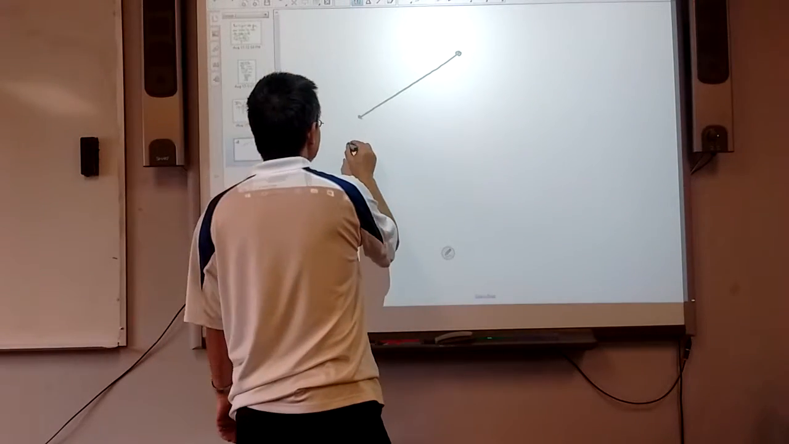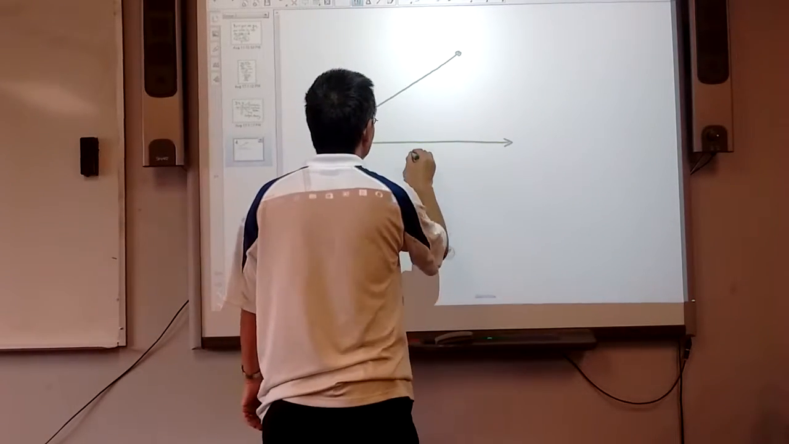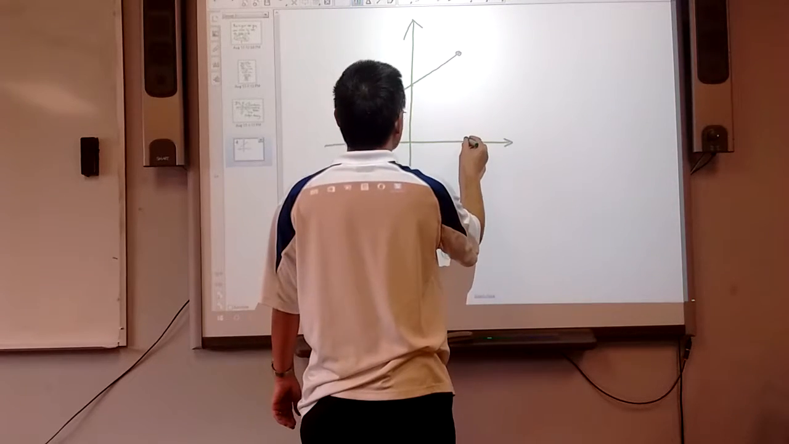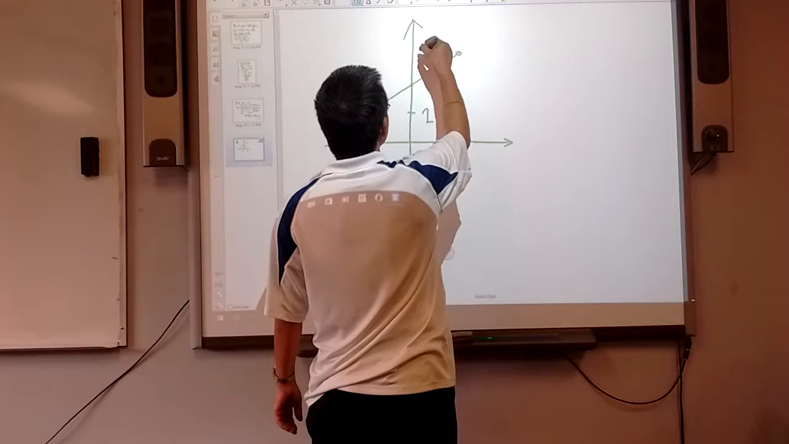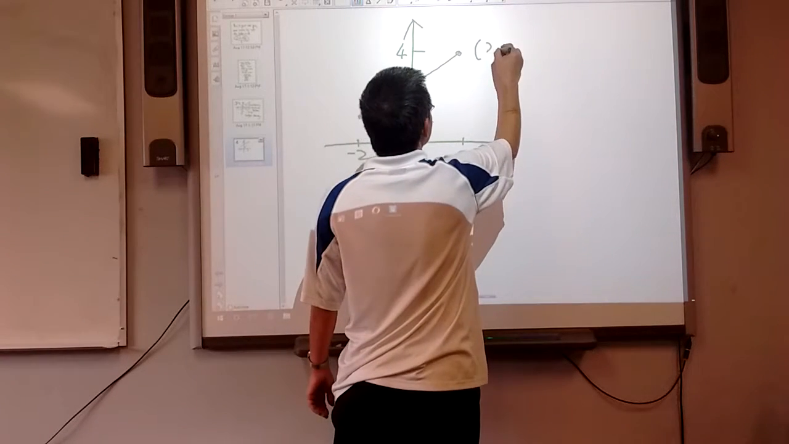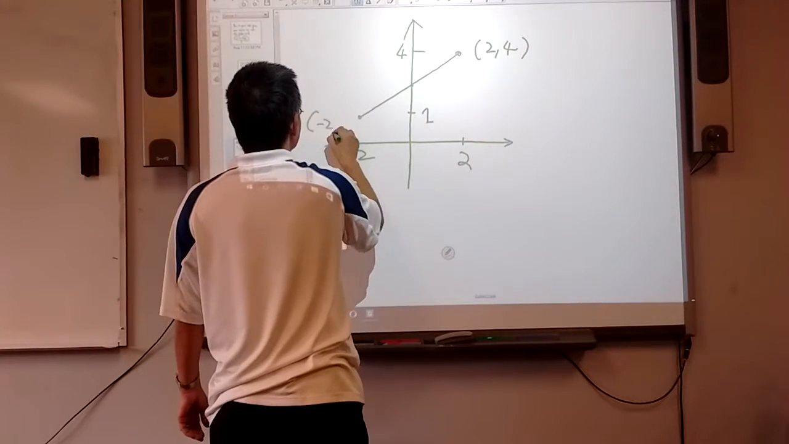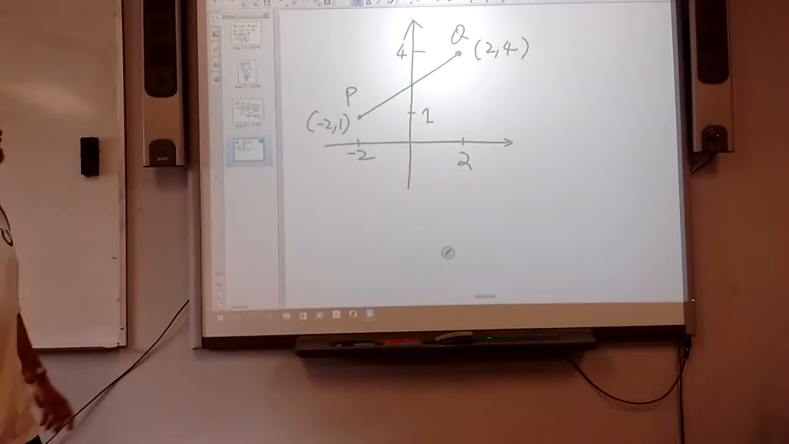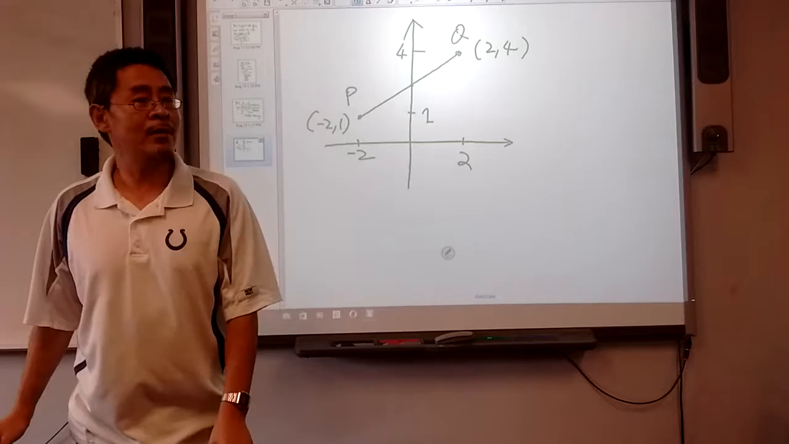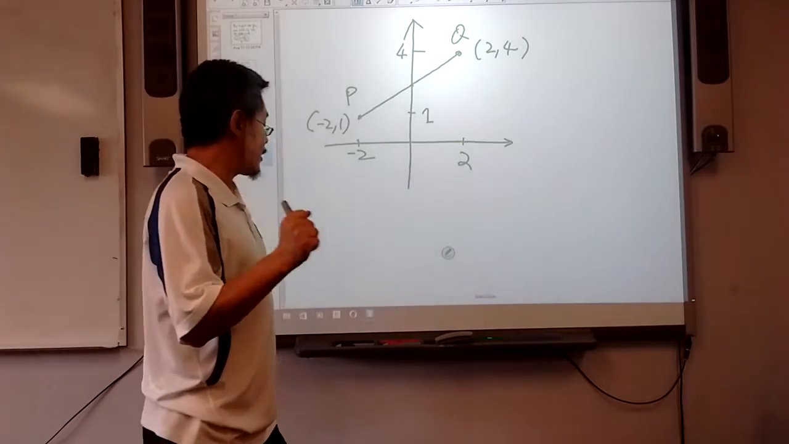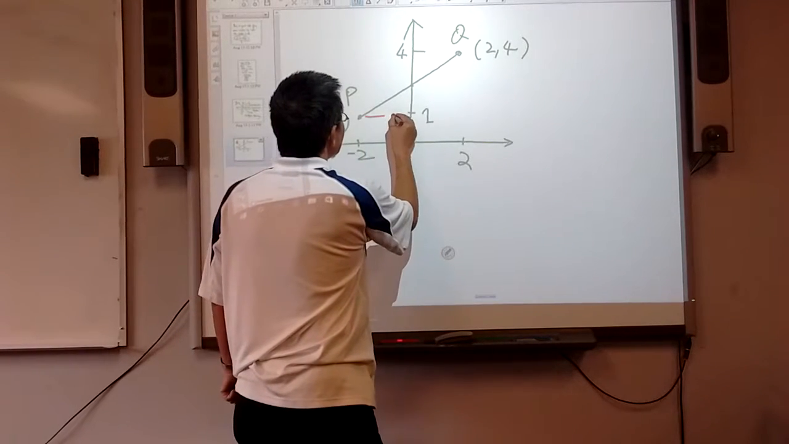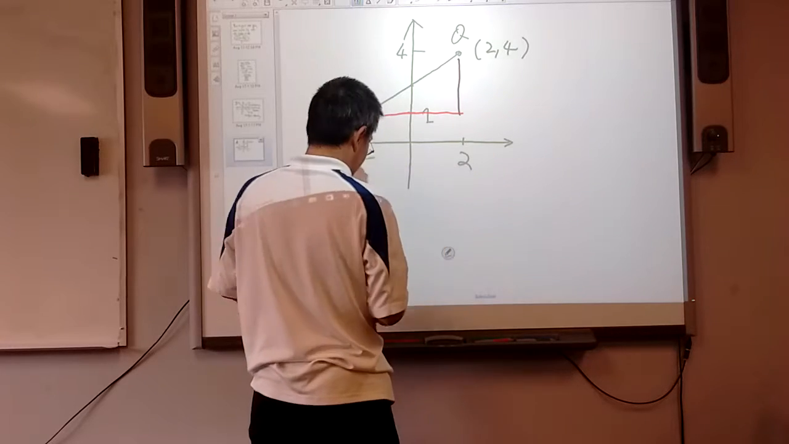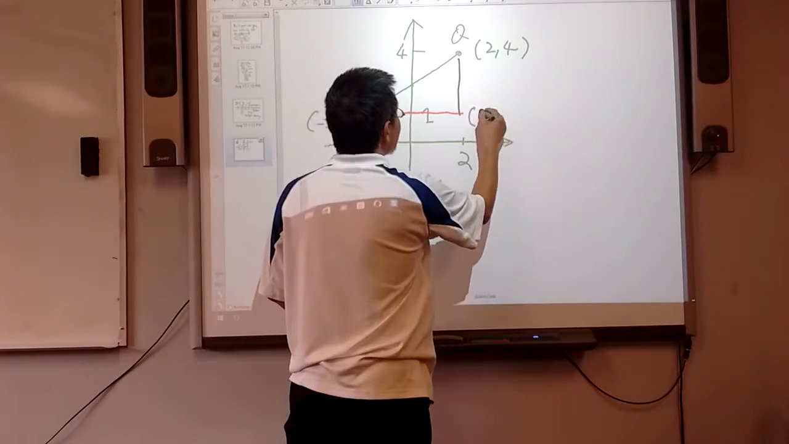Now, with our Cartesian system, let's say we got something like that. And this is a negative 2, this is 2, this is 1, and this is, let's say, a 4. So this is 2, 4, and this is negative 2, 1. We got these two points, P and Q. Okay, so now in order to find the distance, all I need to know is this. And this point will be 2 and 1.